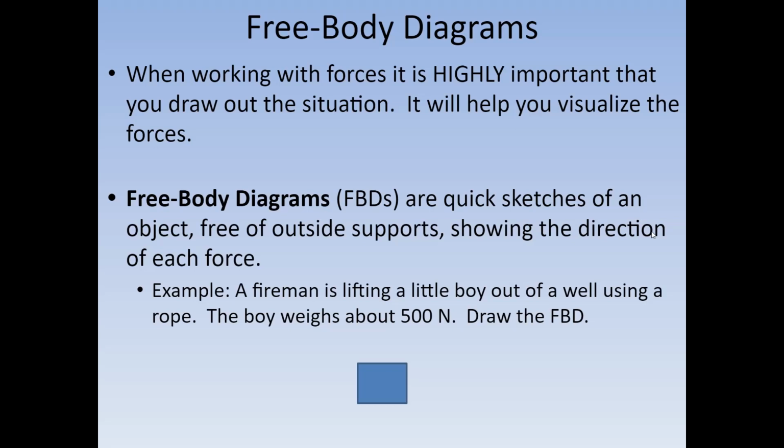Now, we do know that there's one force acting on this boy, because it's always acting on an object: the force of gravity, and the force of gravity always pulls an object down. So I would draw an arrow going straight down, and I'd usually label it Fg. Then the boy is being lifted by a rope, so that rope is lifting him up. There would be an upward force, labeled Ft. So this is what my FBD would look like.